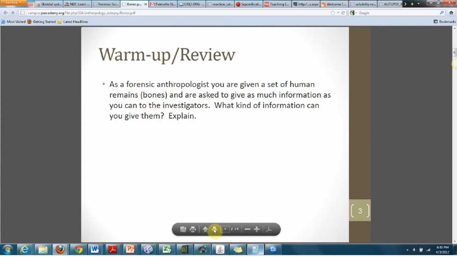And as review, we're going to be looking at mitochondrial DNA, and we've studied that already when we looked at our DNA unit. So each time you come to a slide that has some information and questions, I want you to put the answers to the questions that you see here in your notes. So this is to get you thinking about what we've already studied with respect to forensic anthropology.